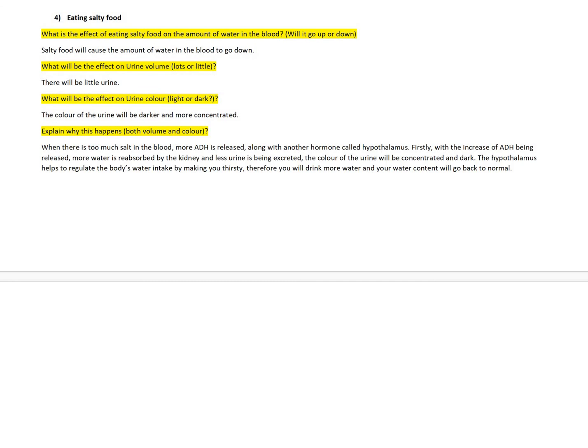So what will be the effect of that on urine volume? There will be less urine. It will be darker and more concentrated. It will trigger that ADH release, which will increase the amount of reabsorption at the collecting ducts. I keep saying that because it's kind of a thing. That will result in a lower volume of urine being produced, but that will be more concentrated in nature.